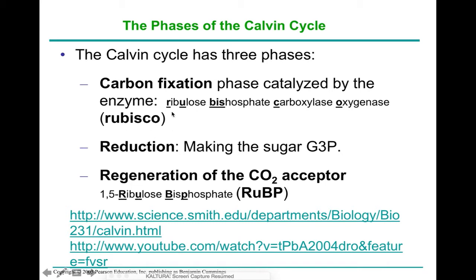So learn what rubisco stands for, learn what RuBP stands for. 3 phases of Calvin cycle: carbon fixation, reduction of G3P, where reduction is adding energized electrons to G3P sugar, and regenerate sugar called RuBP. So let's see.